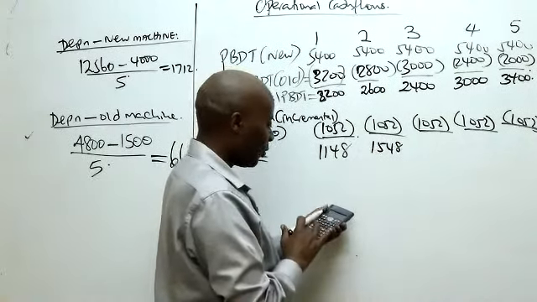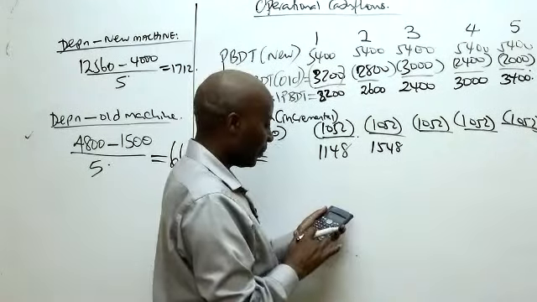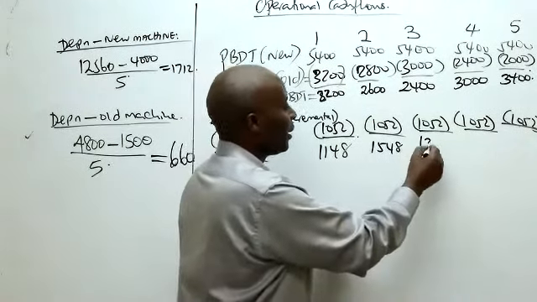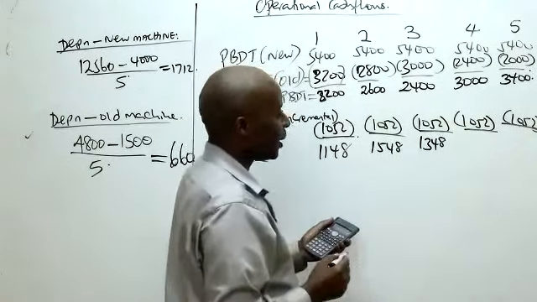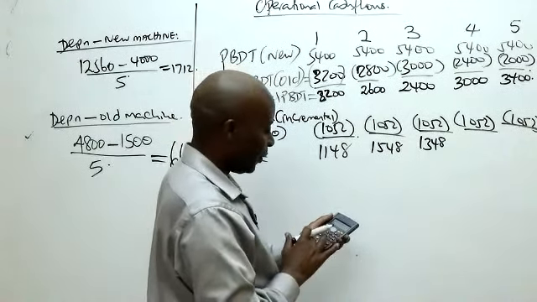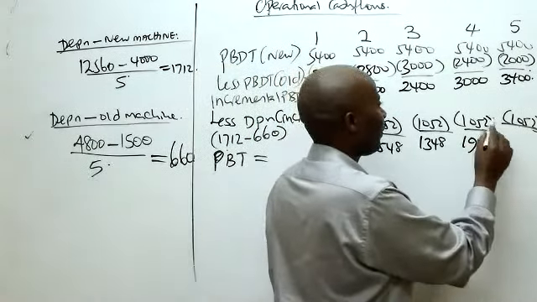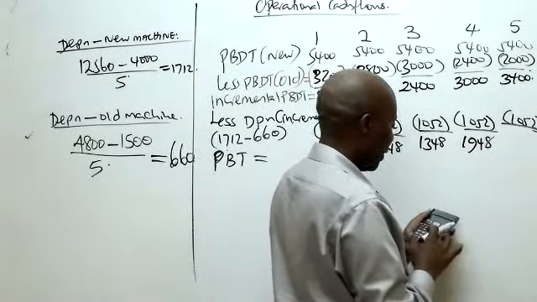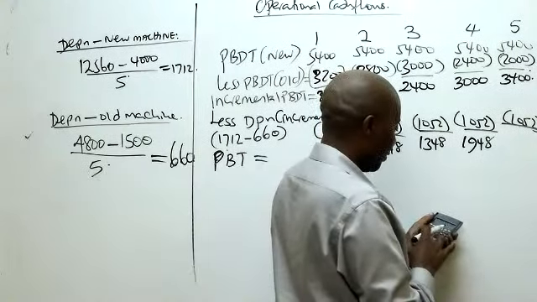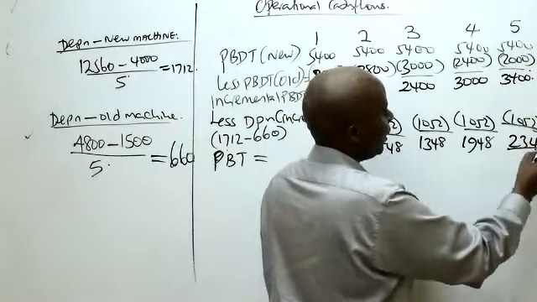We have 2,400 minus 1,052, which gives us 1,348. We have 3,000 minus 1,052, which gives us 1,948. Then we have 3,400 minus 1,052, which gives us 2,348 like that.